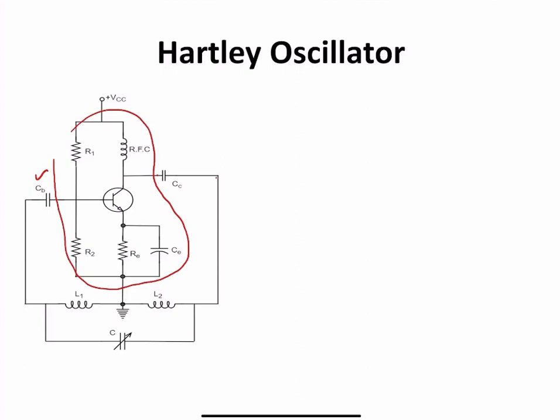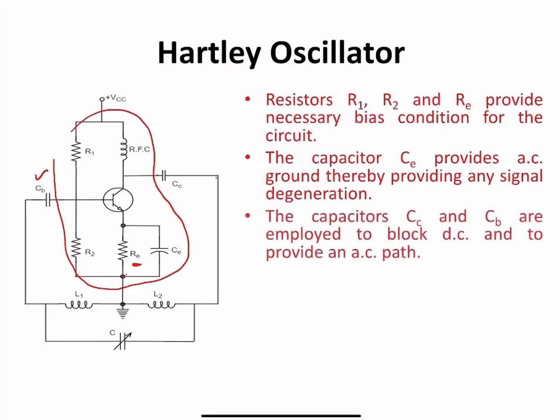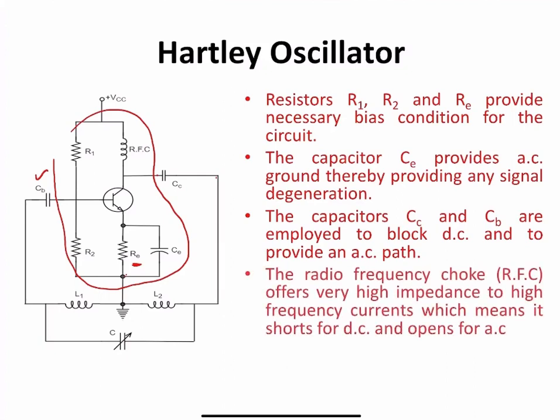CE is a bypass capacitor. It bypasses all the AC components which can appear across the emitter resistor RE to the ground, for better stabilization. RFC is the radio frequency choke, which offers high impedance to high frequency currents, which means it is short for DC and open for AC. We can use a resistance also here, but the radio frequency coil is used for the betterment of the circuit.